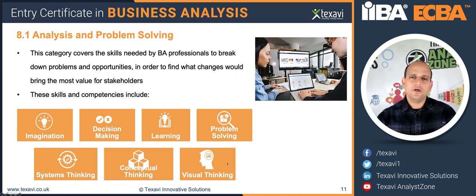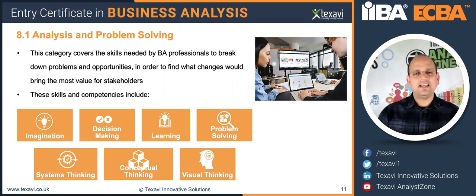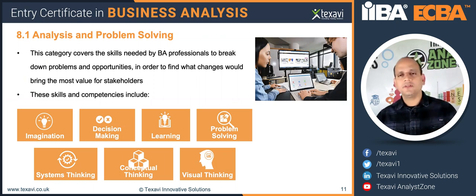The next important trait is visual thinking, very important, because as they say, a picture is worth 1,000 words. Sometimes it's good to be able to visualize the information, visualize the problems, visualize the potential solution in a way that is understandable by all the stakeholders, irrespective of whether you're a business person, a technology person, a customer or a user.